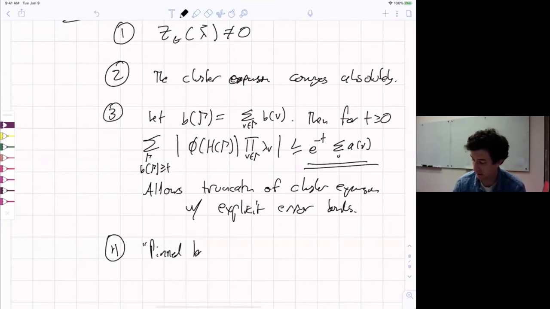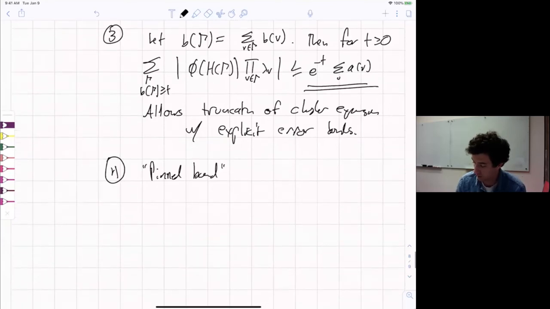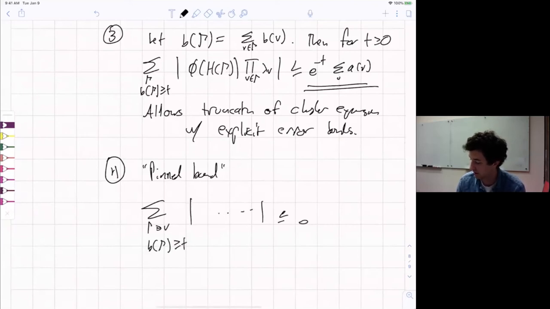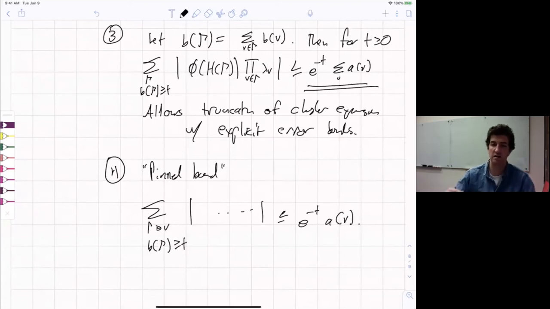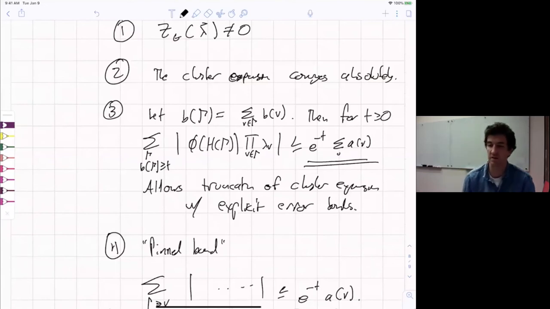And so you can actually look more locally. You can say sum over all clusters containing a given vertex V of a certain size, and then the same absolute value is at most e to the minus T A of V. Okay, and so it's pretty clear, going back in reverse order, why 4 implies 3 implies 2 implies 1, but we will use all of these at various points.